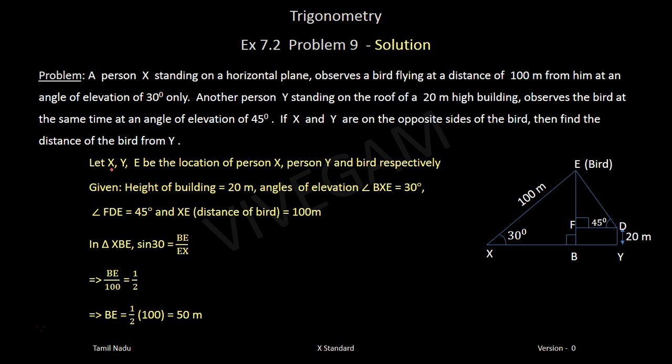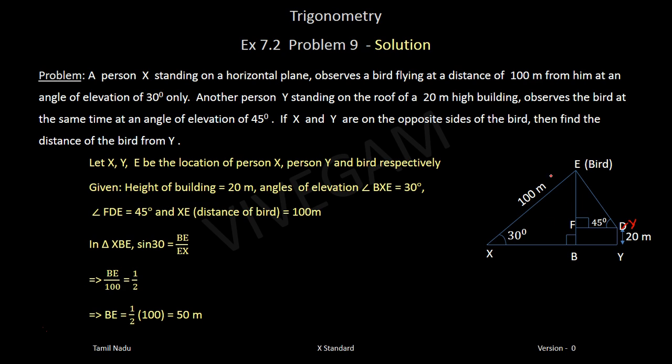The solution. So let X, Y, E be the location of person X, person Y, and bird respectively. Given the height of the building is 20 meters, angle of elevation is 30 degrees, and the angle of elevation from Y is 45 degrees. Actually, as I said, this is Y, and you need to change all these things. It is not FDE, this is FYE. And XE, the distance of the bird, is 100 meters.